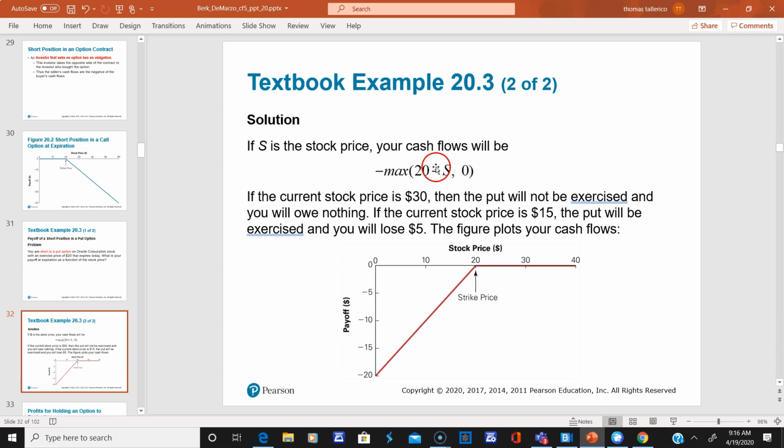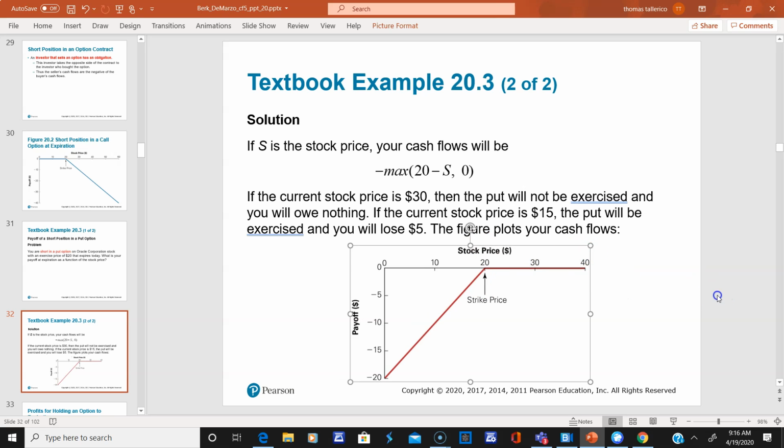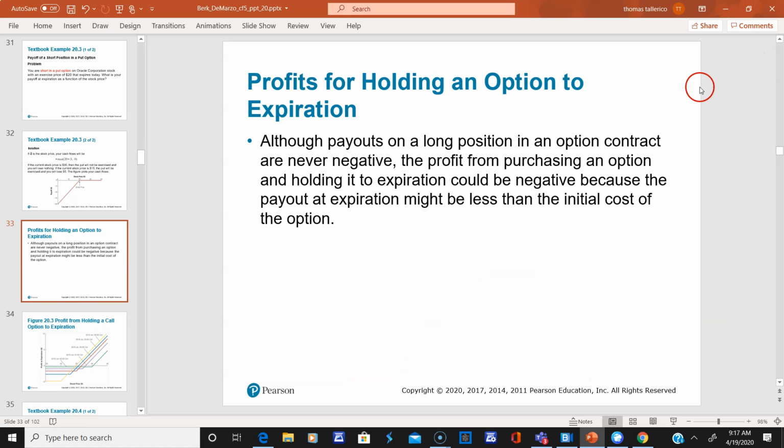So here's, if this is the stock price, right? So again, when you write, you are obligated. So although payoffs on a long position in an option contract are never negative, the profit from purchasing an option and holding it to expiration could be negative. And again, here's the difference in the words, right? Payoff versus profit. Because you paid the premium.